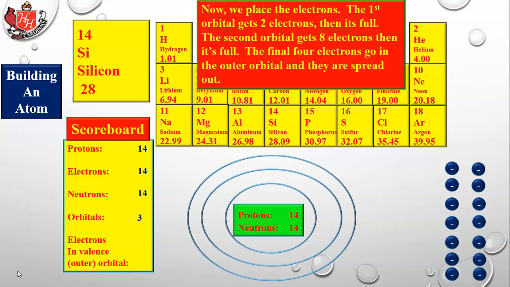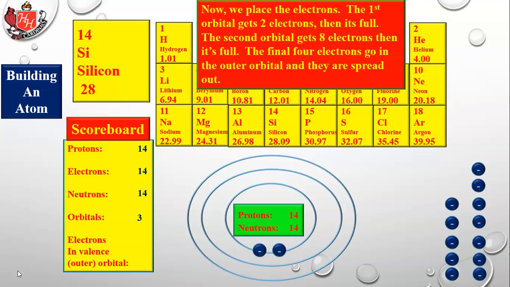Now we place the electrons. The first orbital gets 2 electrons and then it's full. How do you know that? Because if you look at the first row, it only has 2 elements, hydrogen and helium. 1 electron, 2 electrons, and then it's full. So the first orbital is very close to the nucleus. It can't hold that many electrons. It's kind of small. So it gets 2 electrons, like that.